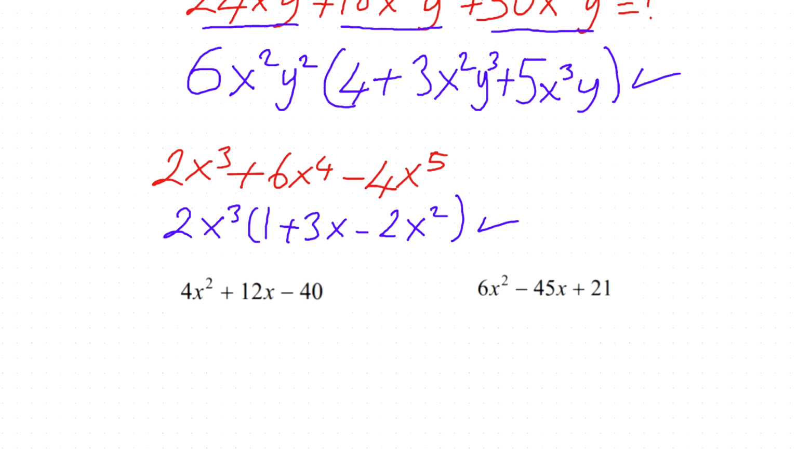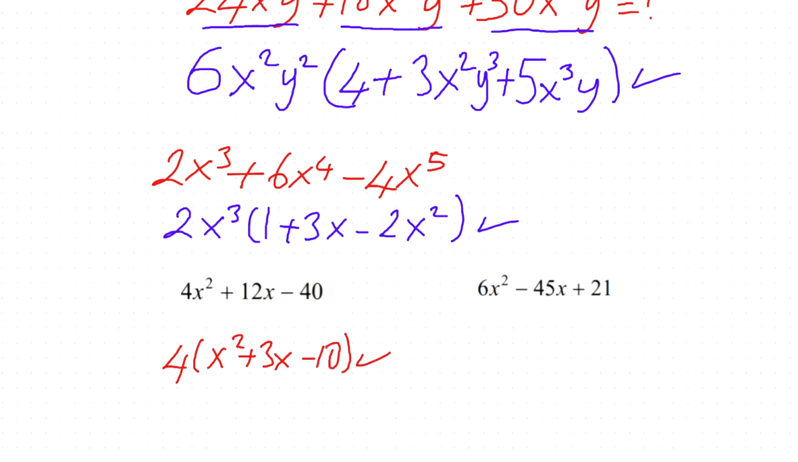4x squared plus 12x minus 40. What's common in all? We have 4 only. We don't have x in the last term. That's why we don't take anything else. X squared plus 3x minus 10 will be your answer for this one.